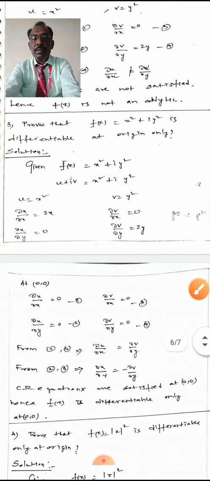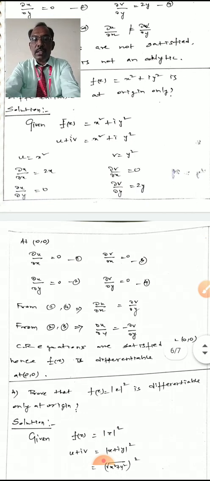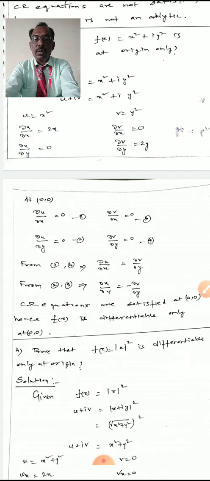Number 3, prove that f of z is equal to x squared plus i into y squared is differentiable at origin only. Solution. First we take the given f of z is equal to x squared plus i into y squared. What about f of z? u plus iv is equal to x squared plus i into y squared. The real part u equal to x squared, imaginary part v equal to y squared. Now dou u by dou x is equal to 2x, dou u by dou y equal to 0, dou v by dou x is equal to 0 and dou v by dou y equal to 2y.